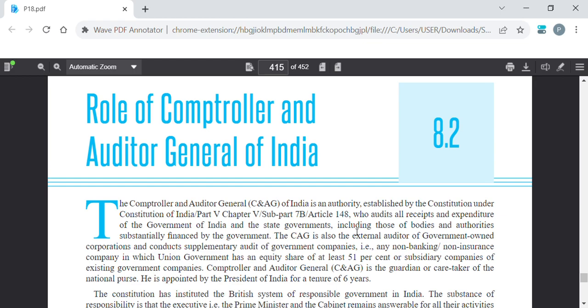CAG is also the external auditor of government-owned corporations. Who is CAG? Comptroller and Auditor General of India. He is also an external auditor of government-owned corporations, and conducts supplementary audits of government companies. All supplementary, secondary audits are also conducted by the Comptroller and Auditor General of India. That is a non-banking, non-insurance company in which the union government has an equity share of at least 51%.